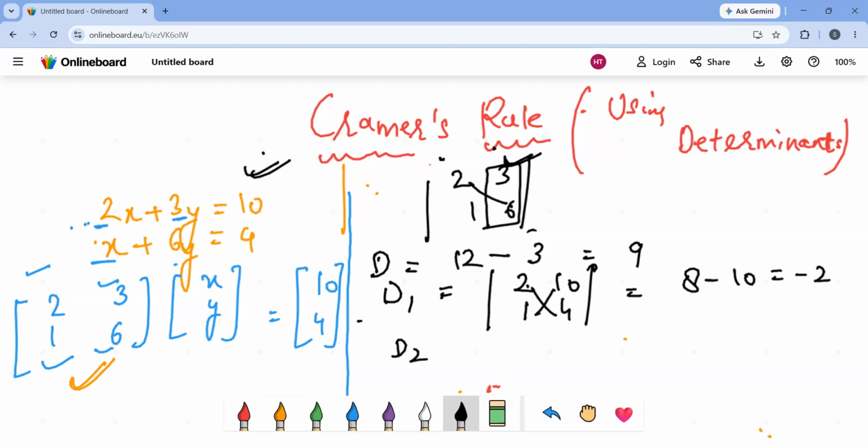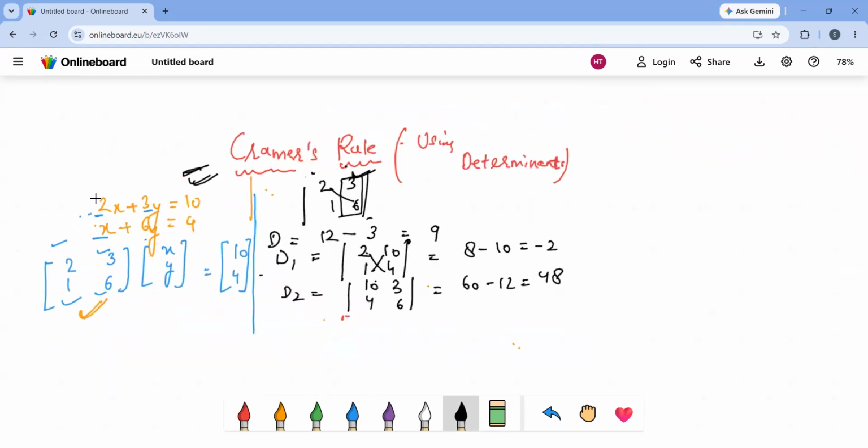Then we'll find D2. For D2, if I changed the second column earlier, now I will change the first column with the outer matrix only. So 10 and 4, and then this is 3 and 6 only. So again, 60 minus 12, which is, I think, 48, right? So that's the part here.